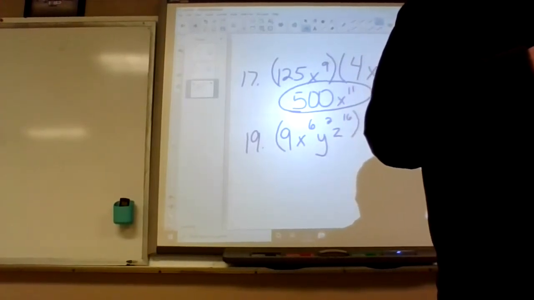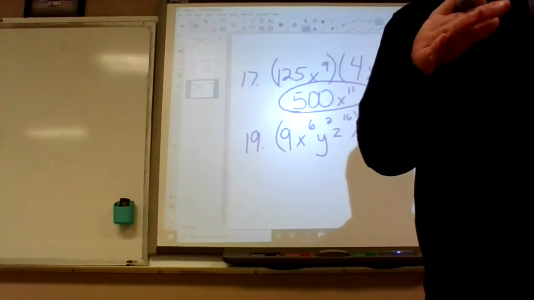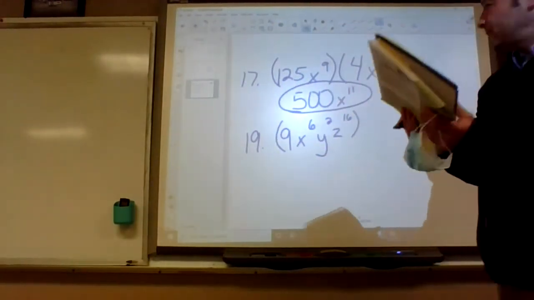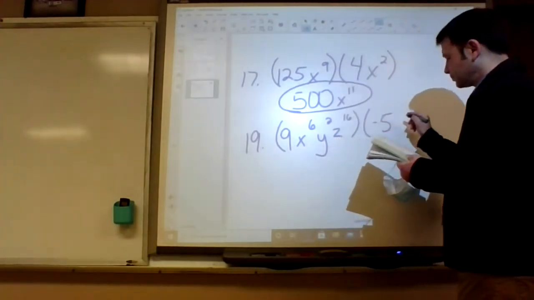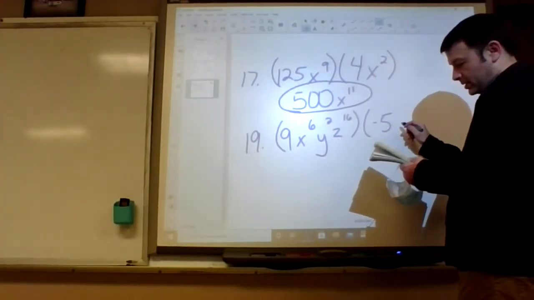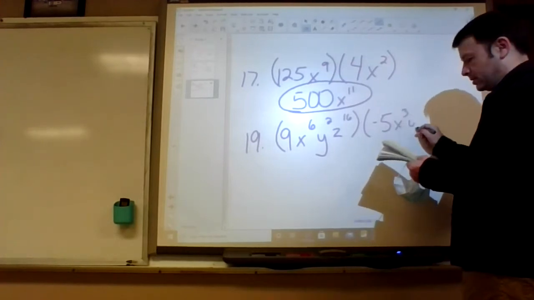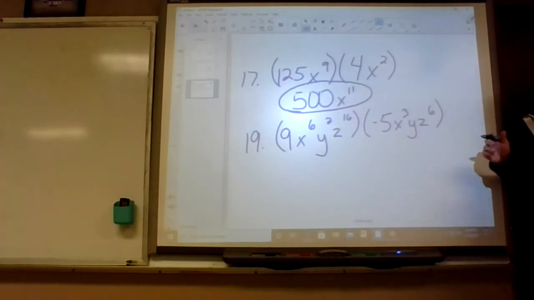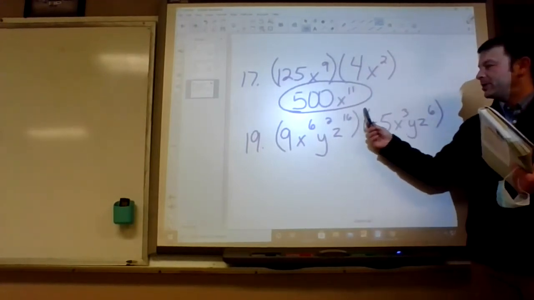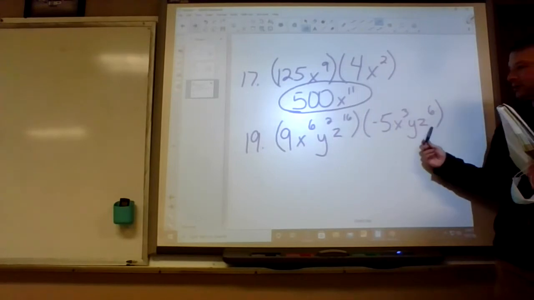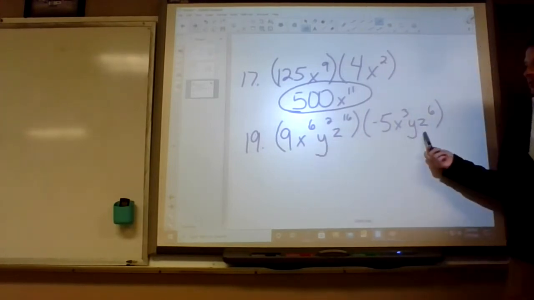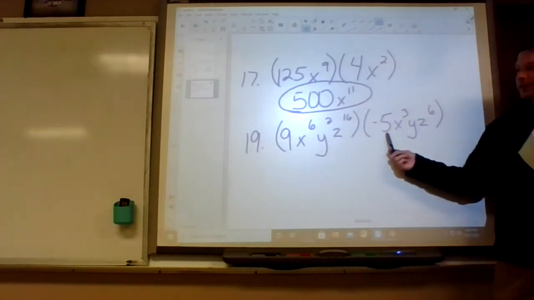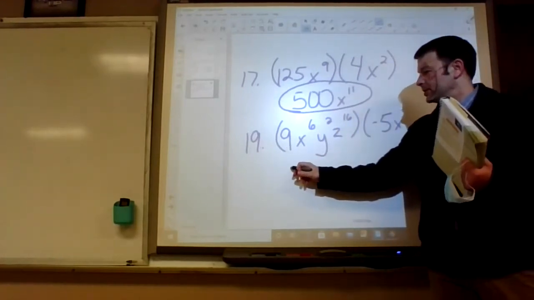So now we got the right parentheses. On 19, the right parentheses does not have a power outside of it, so I'm going to leave it the same. -5 x cubed y z6. So we didn't have to change that yet. Now we're switching from doing the exponent part to multiplying these two terms together. So this is a switch. So basically we're doing 9 times -5. What would that be? -45.